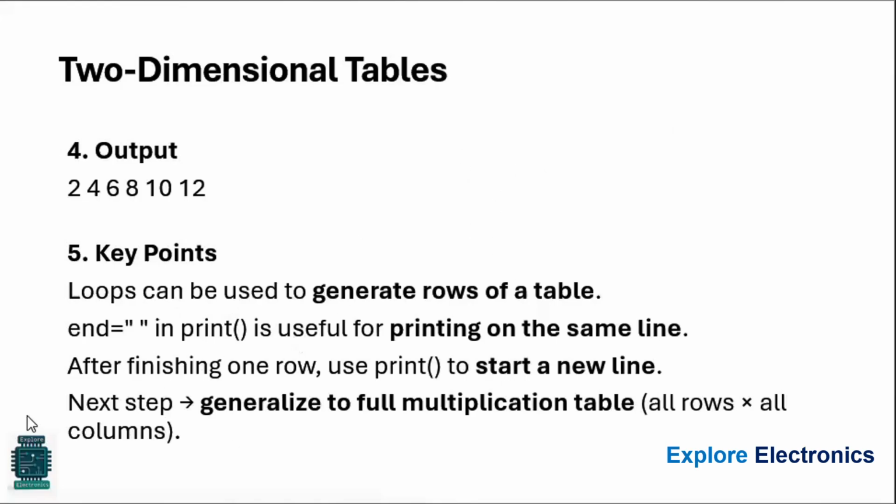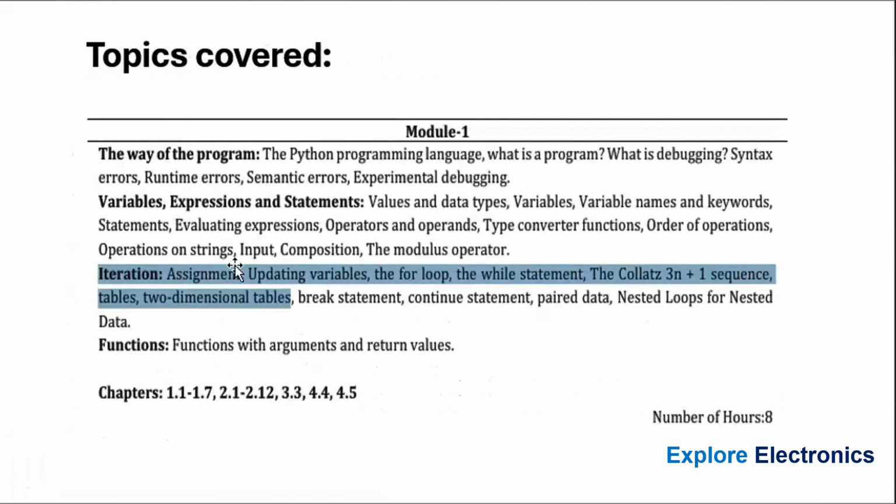Module 1 part 3 ends here. Let us see the topics covered: assignment, updating variables, for loop, while loop, the Collatz 3n plus 1 sequence, tables and 2D tables. We have seen and covered all these topics in part 3.